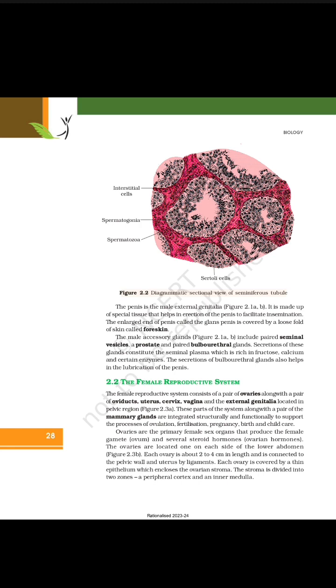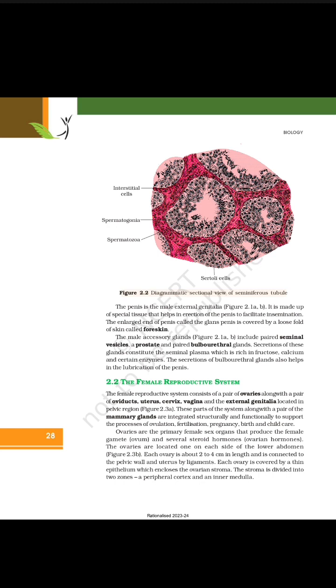The female reproductive system. The female reproductive system consists of a pair of ovaries along with a pair of oviducts, uterus, cervix, vagina, and external genitalia, located in pelvic region. These parts of the system, along with a pair of mammary glands, are integrated structurally and functionally to support the processes of ovulation, fertilization, pregnancy, birth, and child care. Ovaries are the primary female sex organs that produce the female gamete, ovum, and several steroid hormones or ovarian hormones.